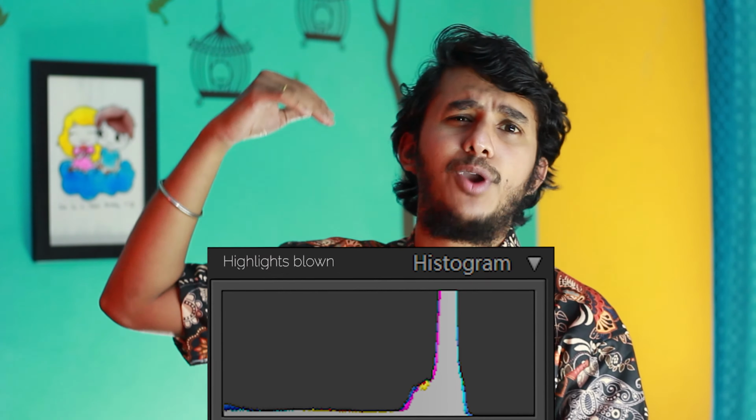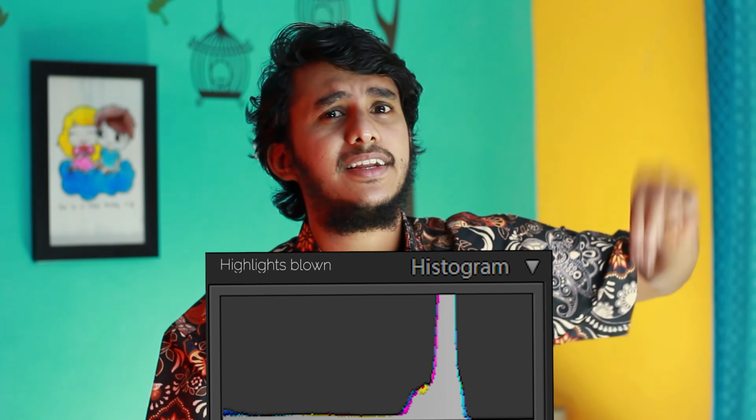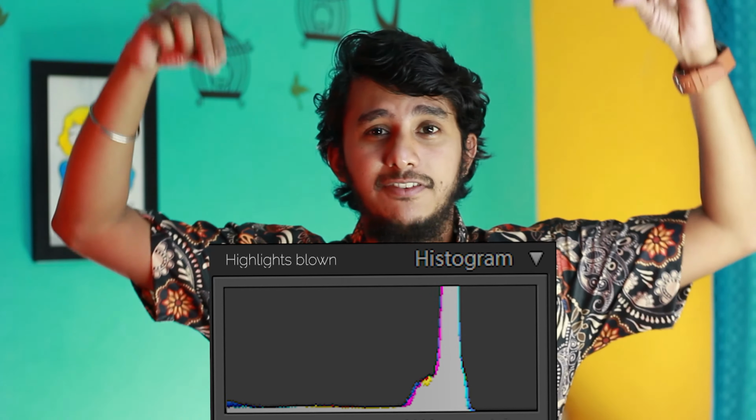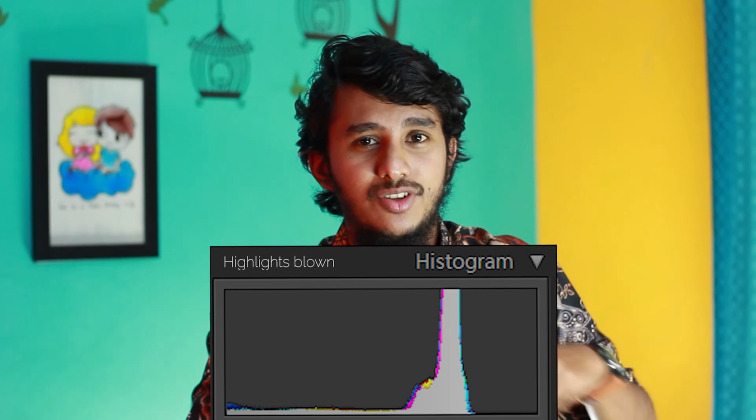Just make sure the peak points don't touch the top. If it touches the top, that particular point has too many pixels. If you have a peak point in the highlights region, it means you have more highlights. If you have a peak point in the shadows region, it means you have more shadows. If your graph is touching the top of the histogram, just adjust your ISO, aperture or shutter speed settings to bring it down a bit, not too much, just to an extent that you have a good amount of highlights or shadows.